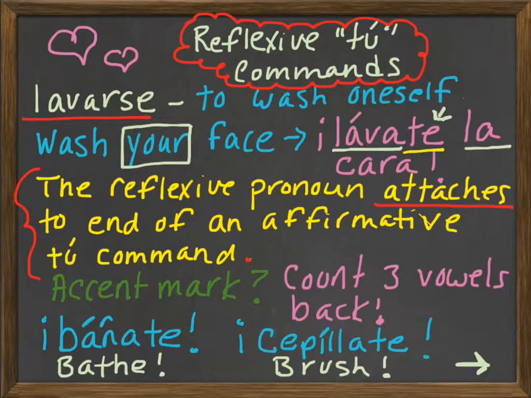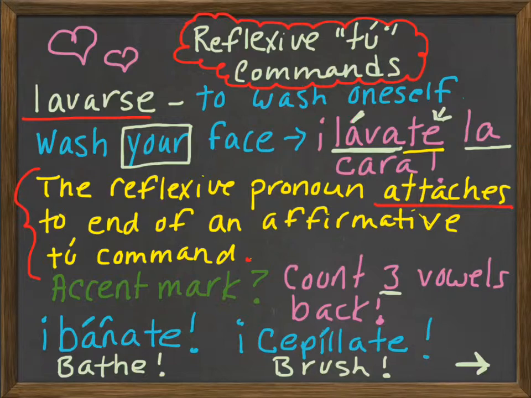Okay, that's how you deal with reflexive verbs. So normal, normal, normal, just add the reflexive pronoun to the end. Now you have one more step. You have to count three vowels back to place your new accent mark. So 1, 2, 3. It's going to be right here. Lávate. So lávate la cara. Okay. In yellow here, the reflexive pronoun attaches to the end of an affirmative tú command. And for your accent mark, all you're going to do is count 3 vowels back.